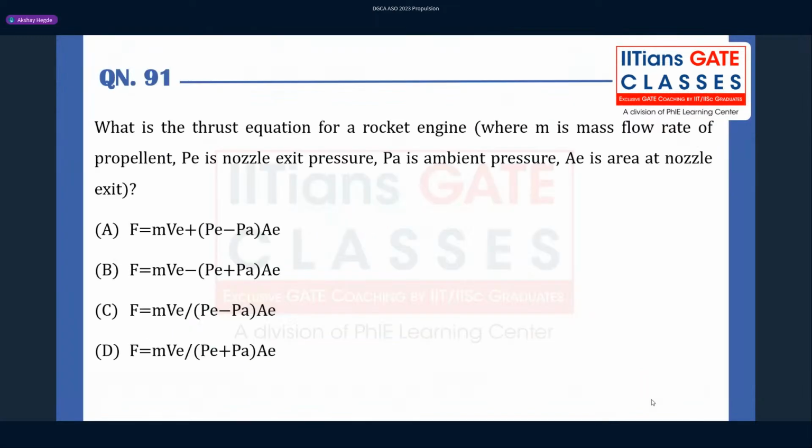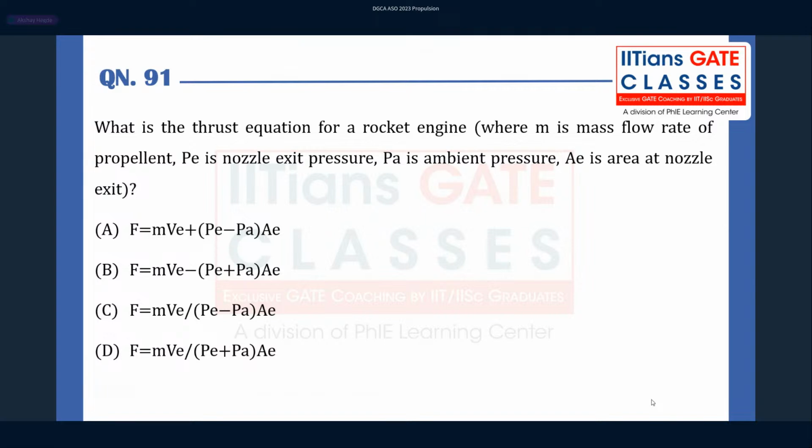The first question comes from the rocket propulsion part. They're asking what the thrust equation for a rocket engine is. They're also giving the notations they are going to use, where M is the mass flow rate of the propellant, PE is the nozzle exit pressure, PA is the ambient pressure, and AE is the area at the nozzle exit.